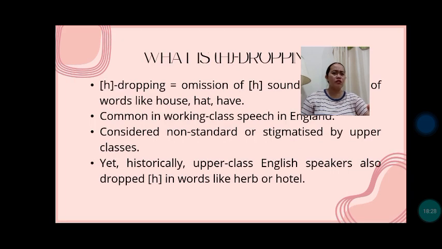Okay, moving on to what is H dropping. So what exactly is H dropping? It's when someone omits the H sound at the start of words like house, hat, or hub. This is often heard in working class accents in England and is sometimes seen as non-standard. But interestingly, it wasn't always that way. Historically, even upper class speakers dropped the H in words like herb or hotel. This shows that what's proper speech changes over time.